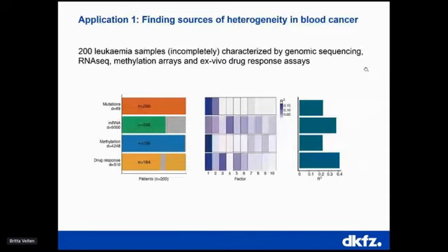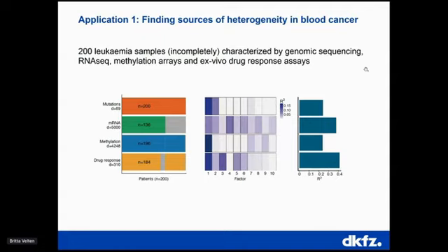Now, I've shown you the basic principle behind multi-omics factor analysis and the R framework. And now I would like to show you 2 applications where we've applied this framework in order to dissect a complex biological system. The first application is from the field of personalized medicine, where we try to understand the sources of patient-to-patient heterogeneity in blood cancer, or more specifically, chronic lymphocytic leukemia. For this, we applied the method to 200 leukemia samples that were characterized by 4 molecular assays. We had genomic information on them, RNA sequencing, methylation arrays, and ex vivo drug response assays telling us how the samples respond to certain drugs.